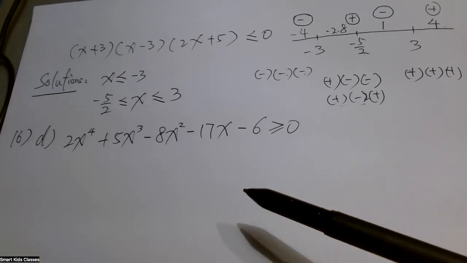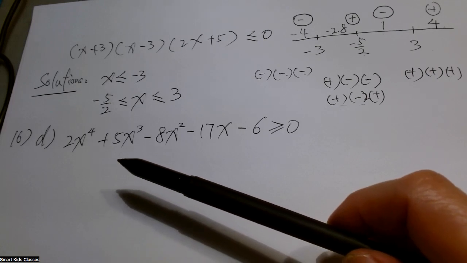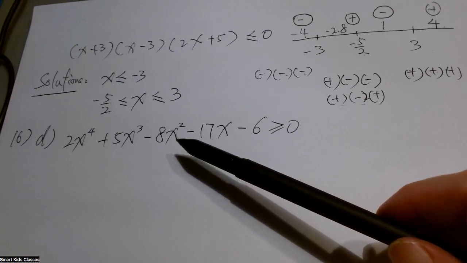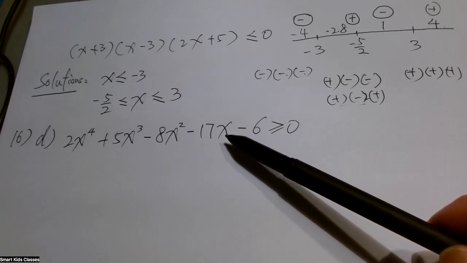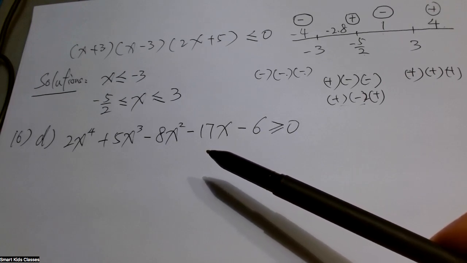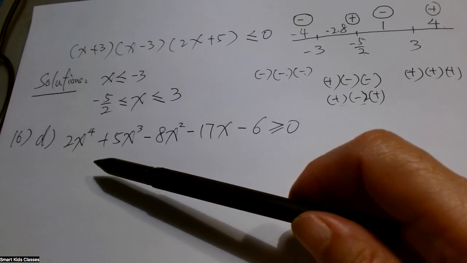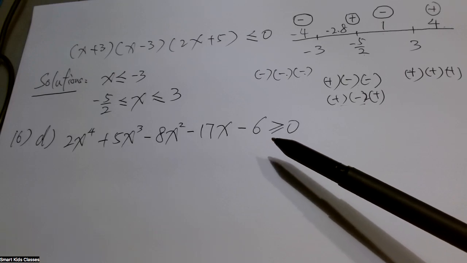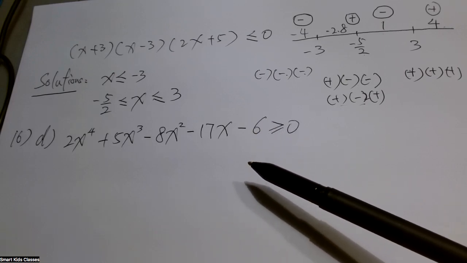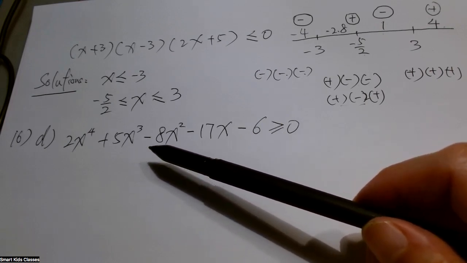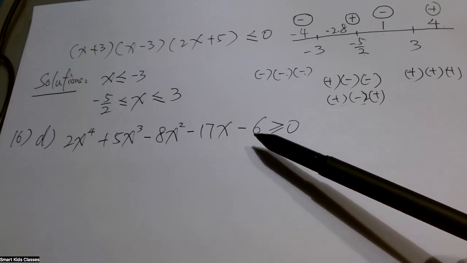Now, question 16D, the inequality. So 2x exponent 4, plus 5x exponent 3, minus 8x exponent 2, minus 17x, minus 6. Now, from this inequality, we're going to find all the factors: 2 has positive and negative 1, and positive and negative 2. And 6 has positive and negative 1, 2, 3, 6. So let's see if 1 works. If 1, we're going to get negative 24. Definitely not working. We got 3 negatives here.